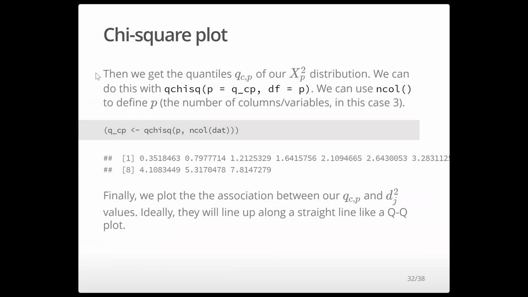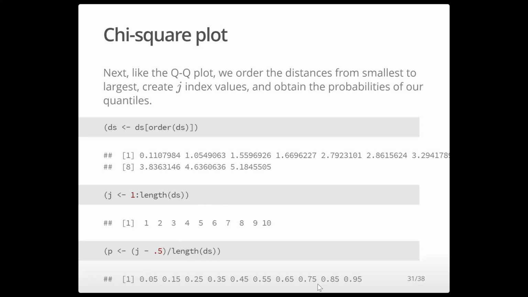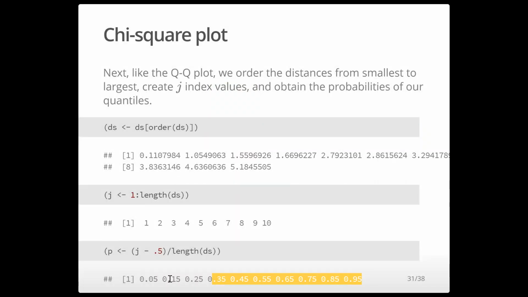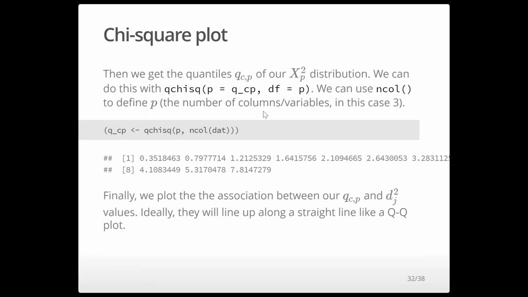And then we need to get our quantiles from the chi-square distribution associated with these probabilities. So before this was from the normal distribution, now it's from the chi-square distribution. And so we can do this with qchisq. We need 2 arguments. P is the probabilities, these probabilities here that we just created, the expected quantiles. And then we also need degrees of freedom, which is p. So in this case, 2. We can always use ncol to define p. So this is just going to evaluate to 2 because it's the number of columns in my data set. And so we run this and we get our quantiles of the chi-square distribution.